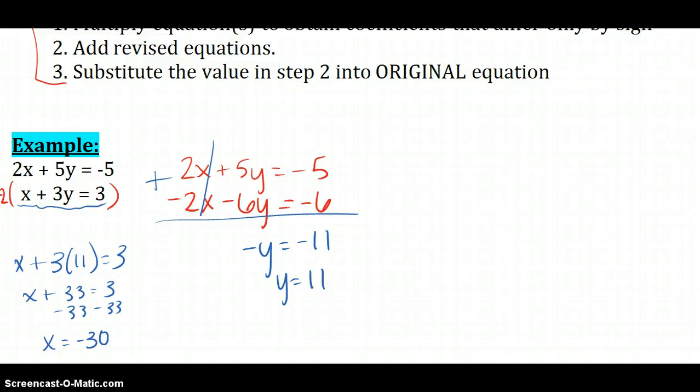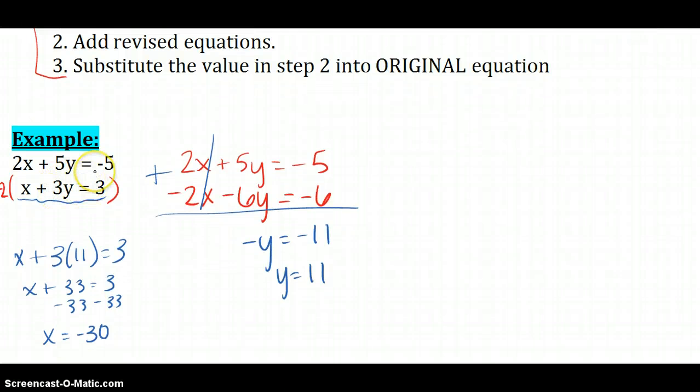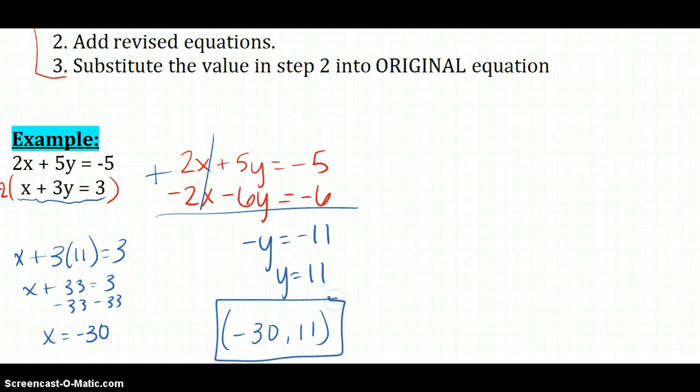-30. Now I don't know if you noticed or not, this is the same exact problem you just solved above. So you can see that it doesn't matter what method you use, substitution or elimination, you should get the same answer. Our solution again is -30, 11.